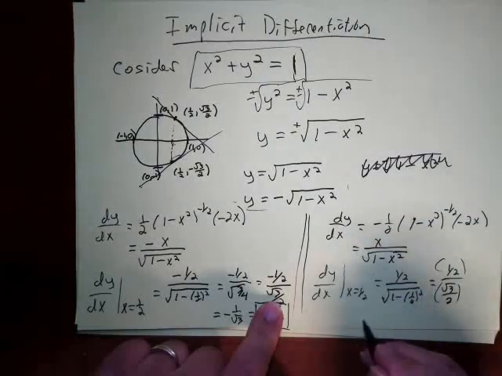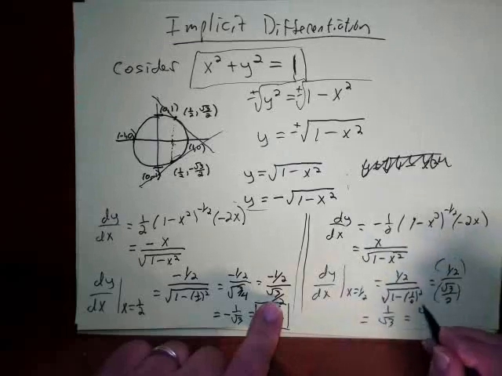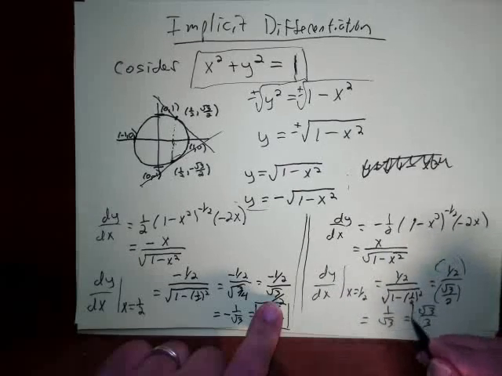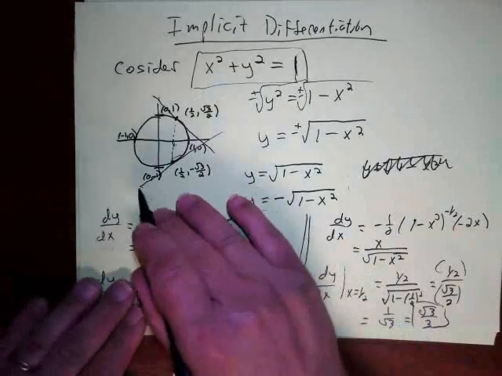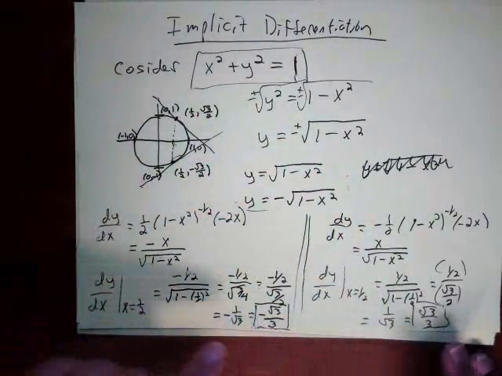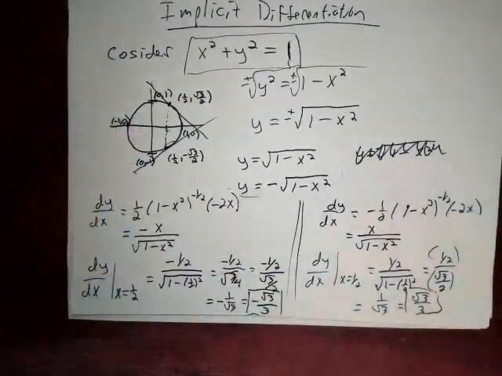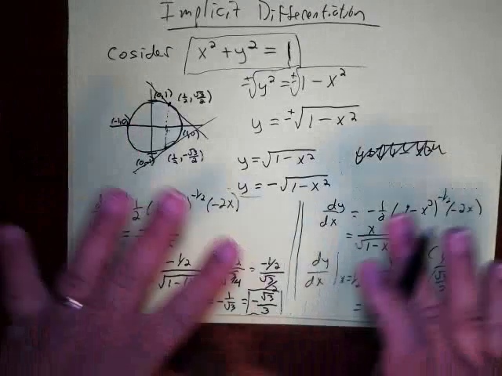Then I invert and multiply. I get a positive 1 over the square root of 3, which is square root of 3 over 3. So it's the same number, but now it's a positive slope. Okay? So that would be the slope of the two tangent lines here. Okay, well, this is what we've already done, okay?